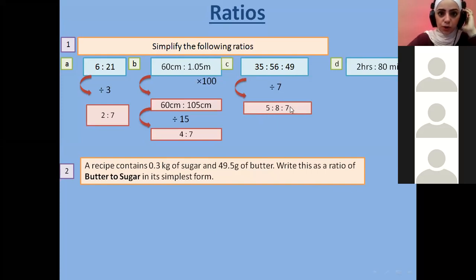Yalla, who can do question D? Question D. Yes, Mira Khmour.